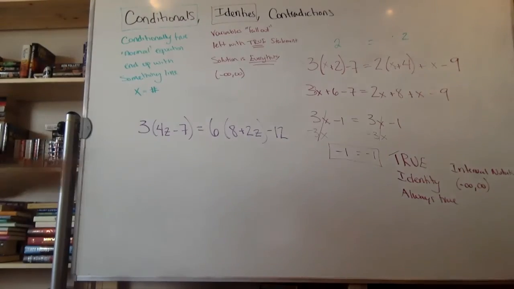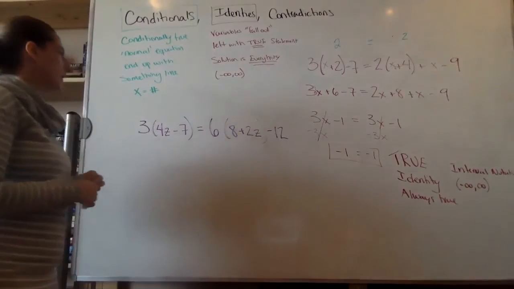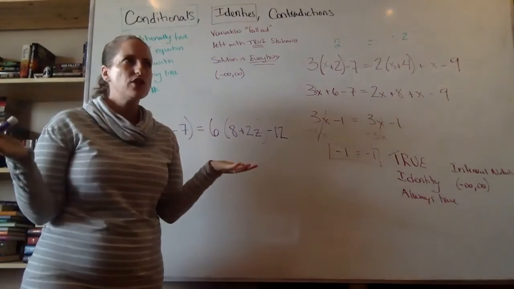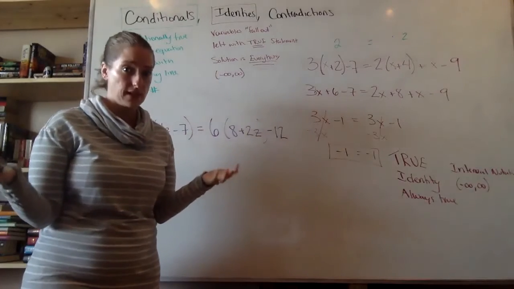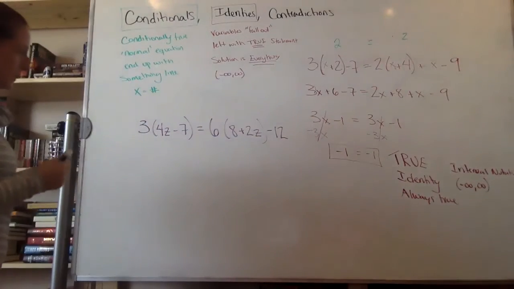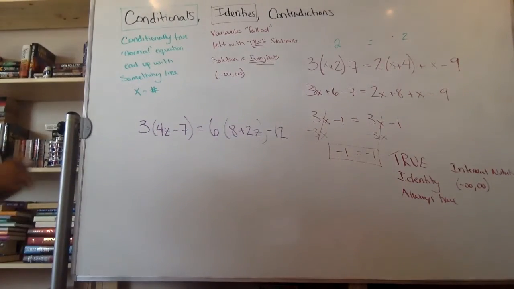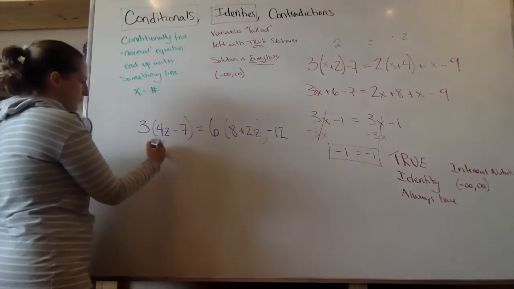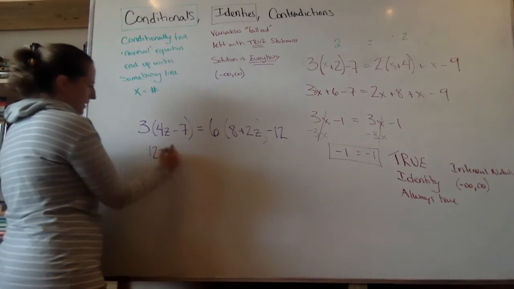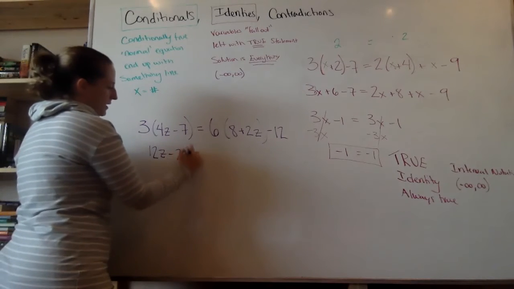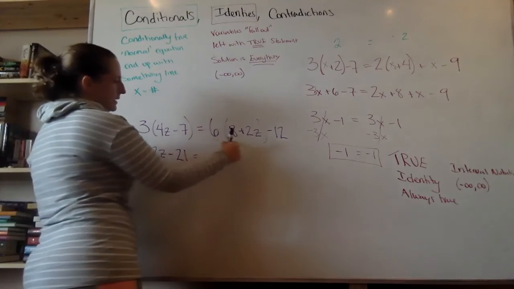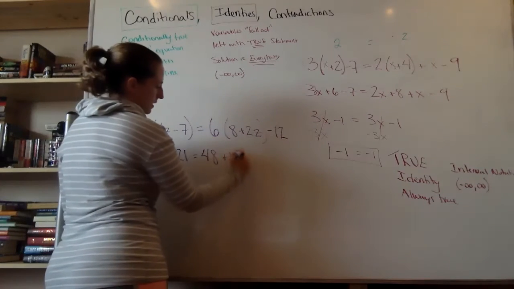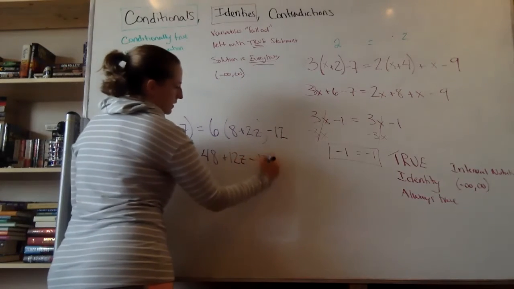All right, so now we kind of want to look at that last example, okay, a contradiction. Now, what does that word contradiction mean? Contradiction means something that isn't true or something that's false. So let's look at this example to get an idea of what happens in a contradiction. Now, if I want to solve this, I'm going to start by distributing. 3 times 4z is 12z. 3 times negative 7 is negative 21. 6 times 8 is 48. 6 times 2z is 12z minus 12.